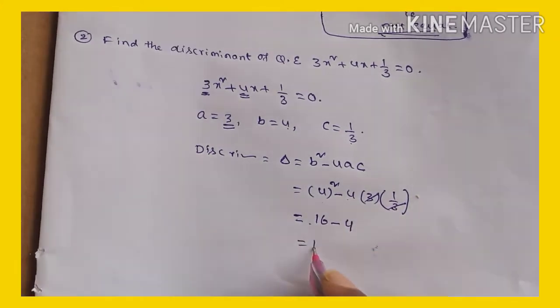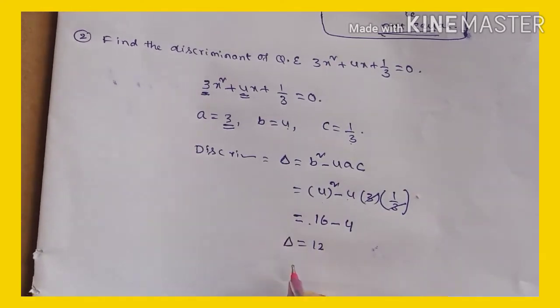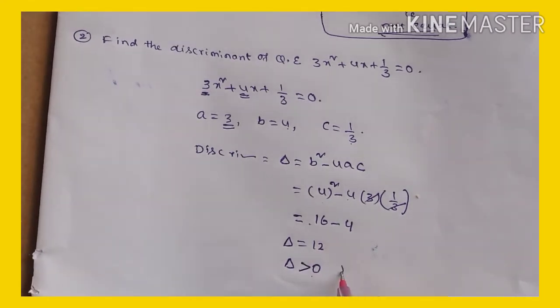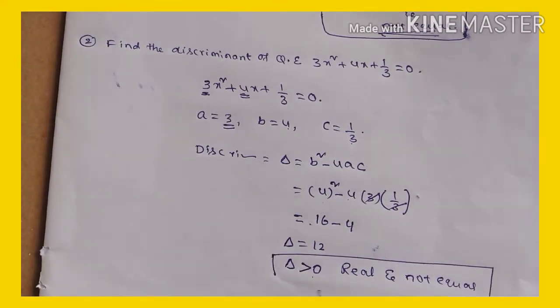16 minus 4 is equal to 12. Now is it a positive value or negative value? Obviously it is positive. Positive value means greater than 0. Then roots are real numbers and they are not equal. Roots are real numbers and not equal.